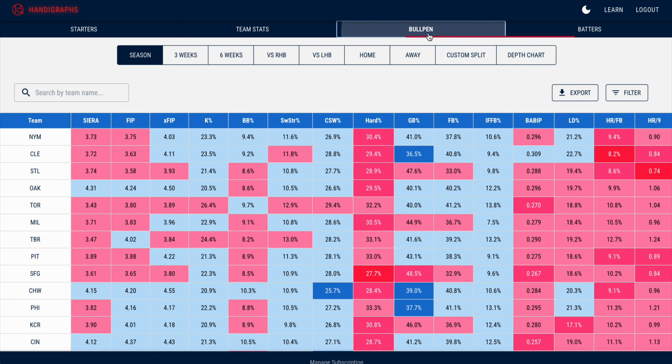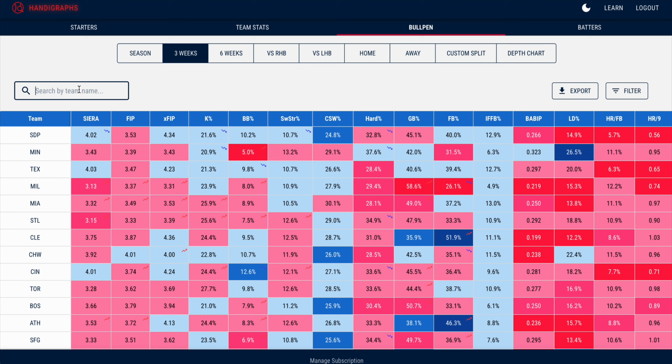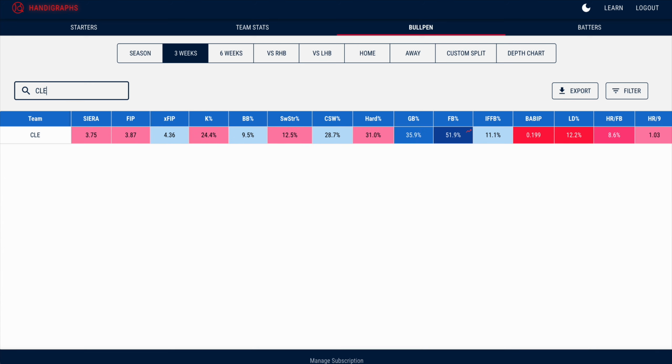If we want to look at how the rest of the game might go, did you know we have a bullpen tab? The last 3 weeks is something I like to look at. Let's look at Cleveland. Their SIERA is a skill-based metric that tells you the overall function. It's kind of like expected ERA, but a little bit different. It's on FanGraphs. BABIP is very low, the line drive rate's really low, and the K rate's really high. That's what you want to see in a bullpen.